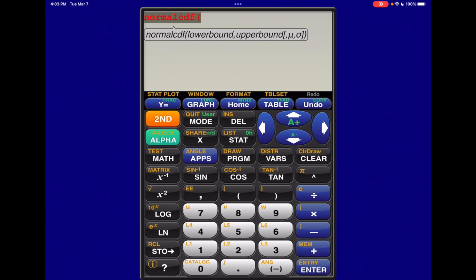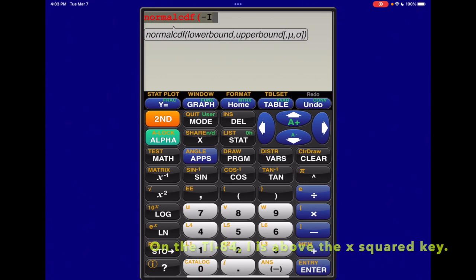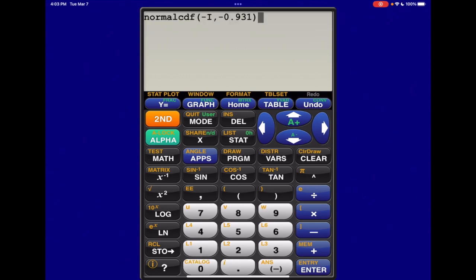Our left boundary is negative infinity, and we don't have an automatic infinity key on the calculator. So I'm going to hit the negative, then this green alpha key, and then I've stored infinity, or something kind of like infinity, into the variable I. So I'll type I, and then the comma, and then my right boundary, negative 0.931, and then I can press enter and get my answer.